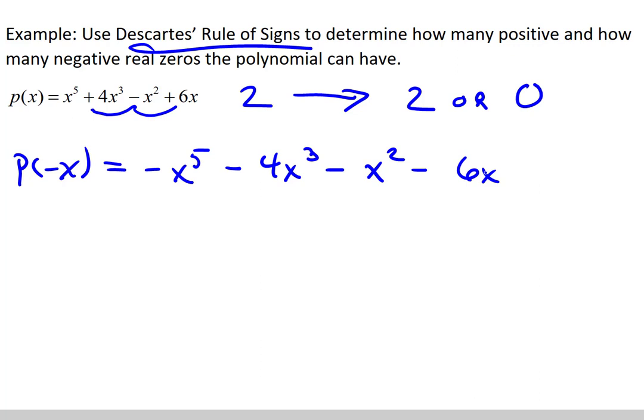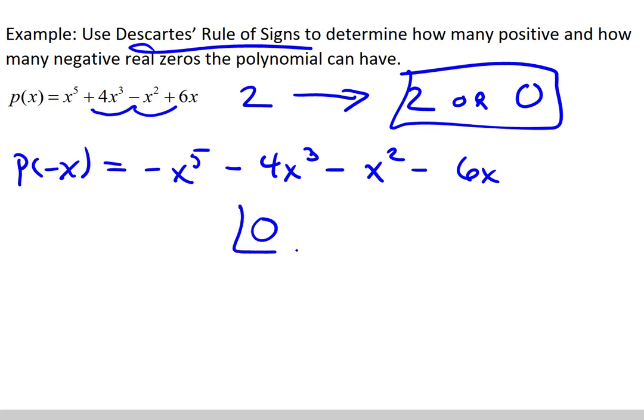Now we want to look for any variations or changes in signs from term to term, but you'll notice they're all negative, which means the number of changes would actually be 0, and so you can't subtract anything more from 0, which means 0 it is. So to put this in the language of the theorem, the number of positive real zeros possibly for this polynomial would be 2 or 0, and the number of negative real zeros would be 0, meaning none. And this again is according to Descartes' rule of signs.